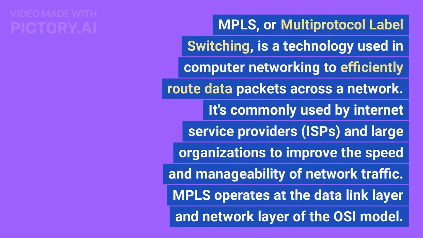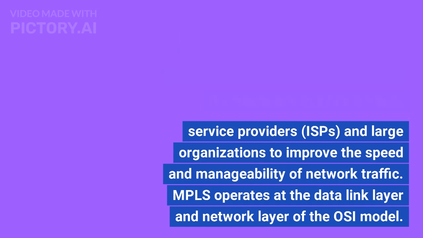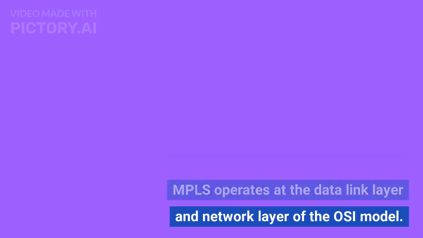MPLS, or Multiprotocol Label Switching, is a technology used in computer networking to efficiently route data packets across a network. It's commonly used by Internet Service Providers, ISPs, and large organizations to improve the speed and manageability of network traffic. MPLS operates at the data link layer and network layer of the OSI model.